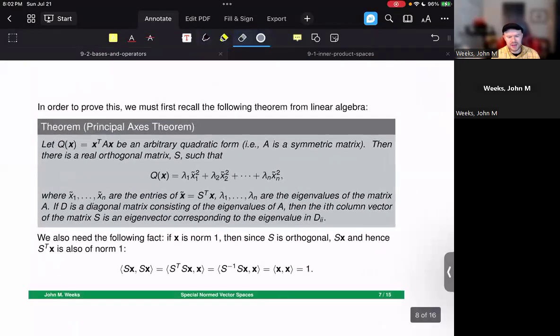We can talk about that after we've briefly reviewed what the principal axes theorem is. The principal axes theorem says that if you have something of the quadratic form, in which you plug in a vector x and take a symmetric matrix A, and take x transpose times A times the vector x, then for an arbitrary quadratic form there is a real orthogonal matrix S, such that you can take this Q of x to be a sum of squares of the elements of the vector x tilde, which is S transpose times the vector x, with certain eigenvalues.